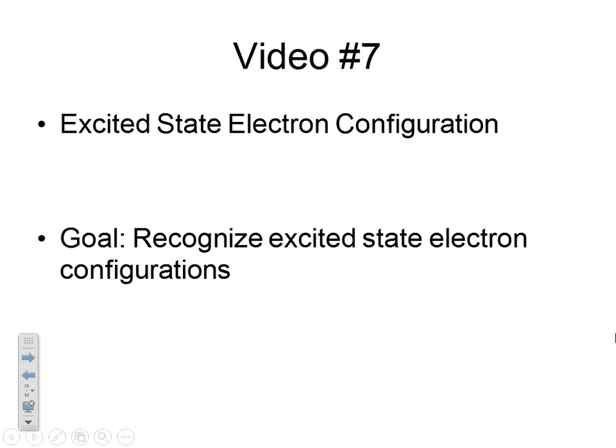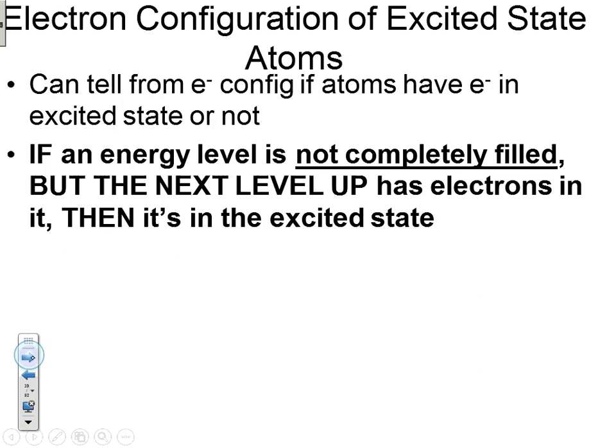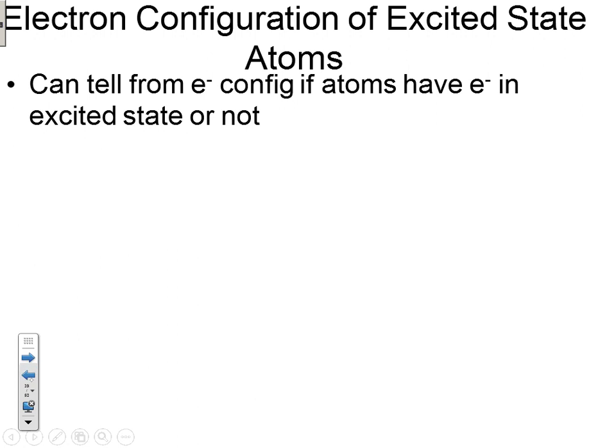This video is about excited state electron configuration. So now that we've already talked about ground state, excited state, and what happens in terms of energy, we can now look at how the electron configuration will be changed, because our goal is to be able to recognize if we have an excited state electron configuration or not and relate that to the atoms. So first of all, it is entirely possible to tell simply from an electron configuration if the atoms have electrons in the excited state or not.